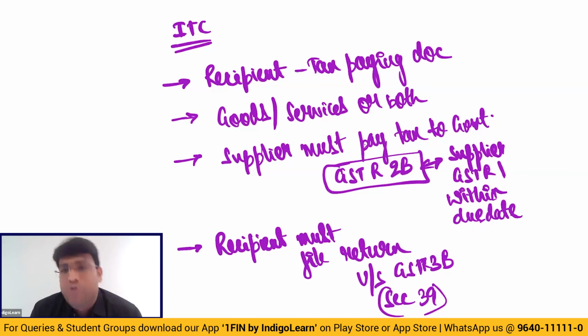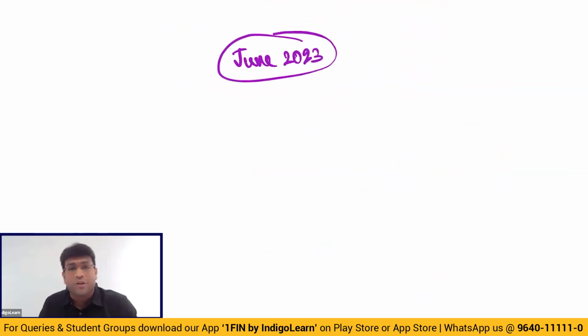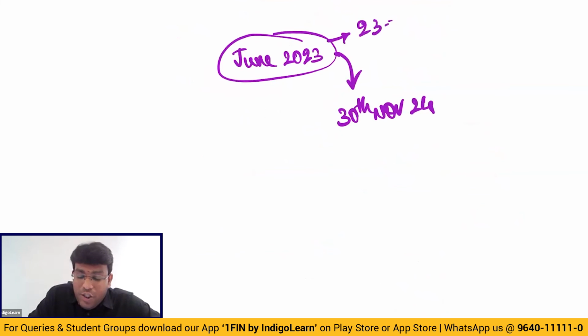So these are the conditions to be satisfied by the recipient in order to claim input tax credits. But imagine a case where the recipient has satisfied the conditions, but for the month of June 2023, he missed out claiming credits. Don't worry, claim the credit in July. July also forgot, claim in September. September also forgot, October. October also forgot, November. You have maximum time till 30th November 24, because this transaction pertains to 23-24.